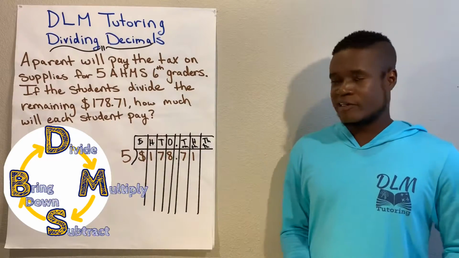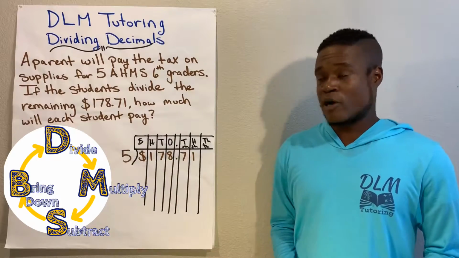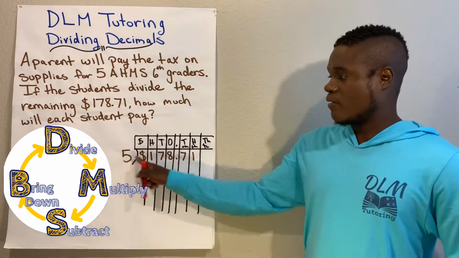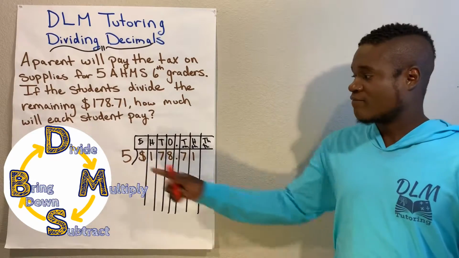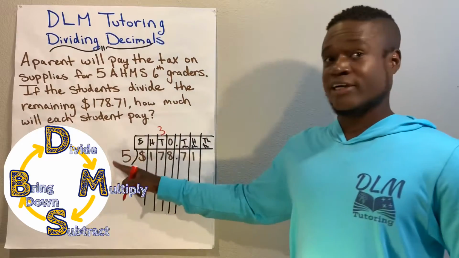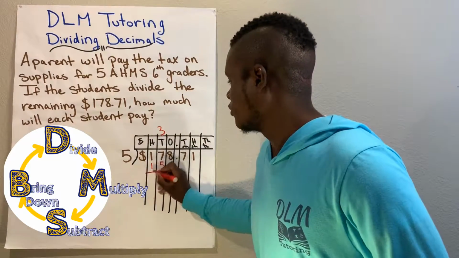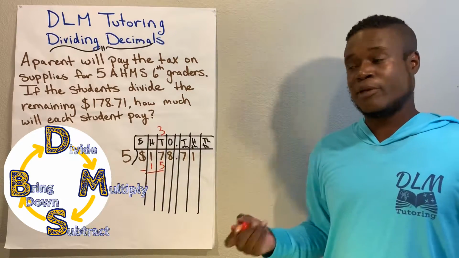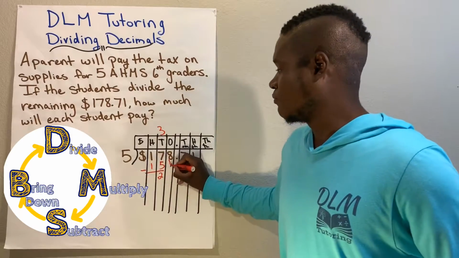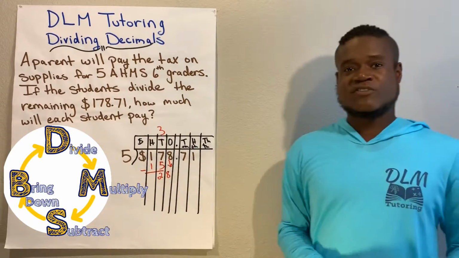So, in this case, I'm going to use the same process. I'm dividing into the smallest number. 5 goes into 17 because 5 can't go into 1. 5 goes into 17 3 times. 3 times 5 is 15. I'm going to subtract now, leaving me with just 2. And I'm going to bring down this 8 from the next place value.